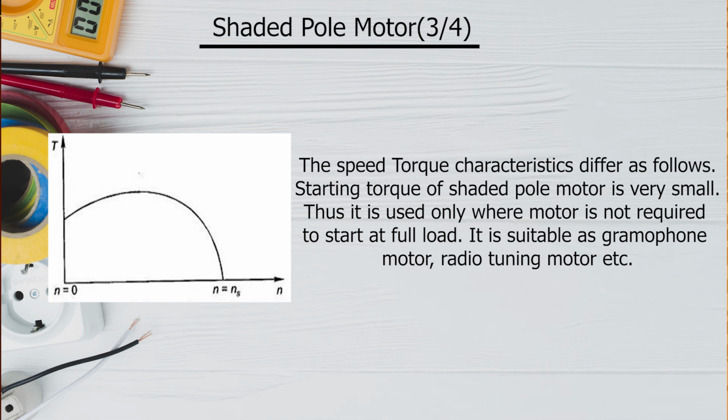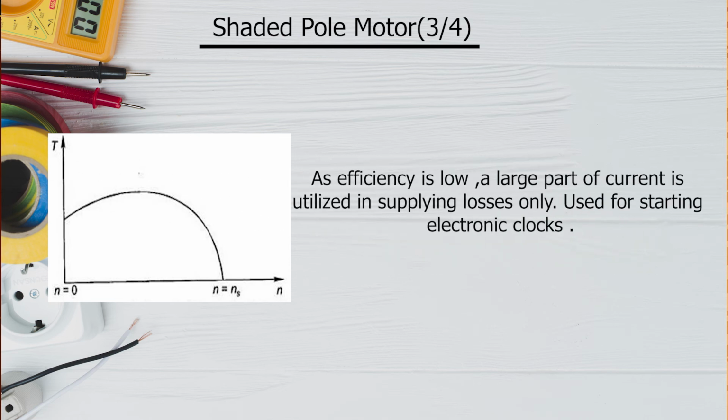Then where can we use it? We can use it in gramophone motors and radio tuning motors. Since the efficiency is also very low, a large part of the current is utilized in supplying the losses. So, they are also used for starting electronic clocks, and generally in electronic clocks, a shaded pole motor is there.